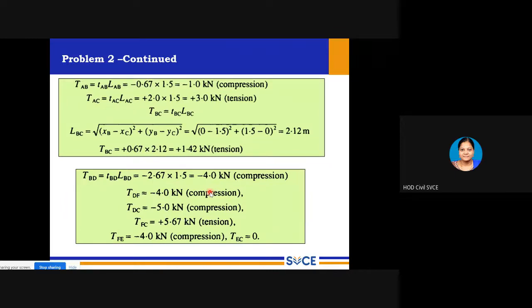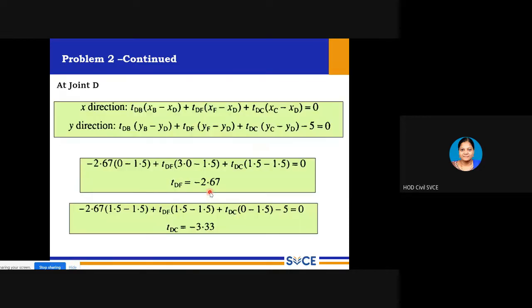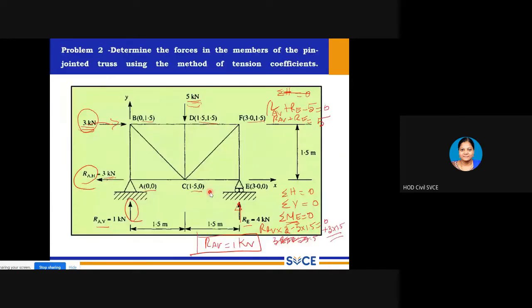So joint by joint, we have considered the equilibrium, and for each and every joint, we have estimated for all the members, for each and every joint, we have estimated the tension coefficients. So once the tension coefficient values are known, we can multiply by the length of the corresponding members to get the final forces in the members. Okay, so it's very simple. The only thing is that the students have to identify. So this is a two-dimensional problem, so there won't be much issues.